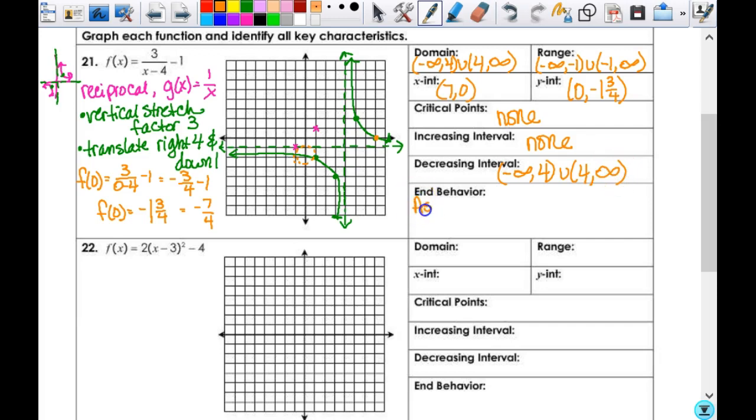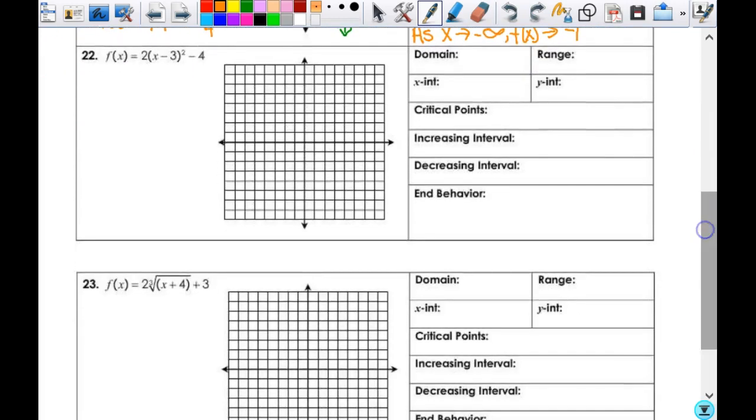In behavior, as x approaches infinity, f of x approaches -1. And as x approaches -infinity, f of x approaches -1. Okay, and there is your reciprocal. Alrighty, so our next one. I got interrupted, so I don't know what the last thing I said was, but number 22.